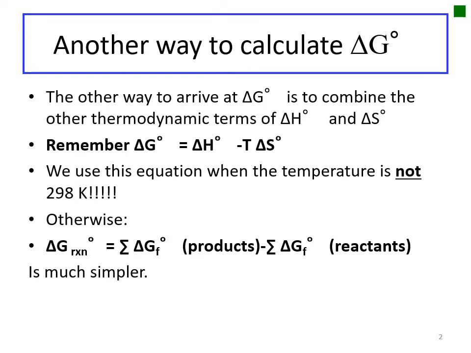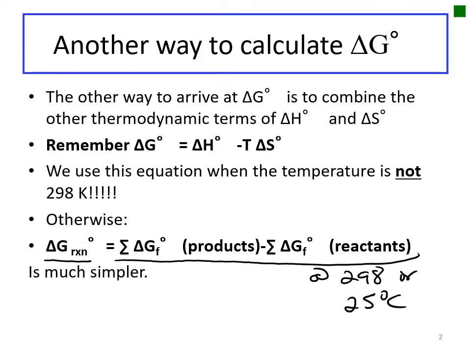So we know that we can take delta G of a reaction, and we can calculate it from the delta G not of formation of the products and the reactants. And if we are working at 298 Kelvin or 25 degrees Celsius, we use this because it's by far the simplest. But if we are not at 25 degrees Celsius and we need some other temperature, we are going to use this version right here.